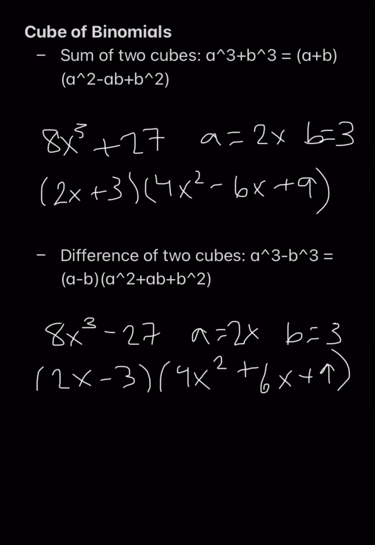Cube of binomials. Sum of two cubes has a formula, so let's look at our expression. 8x cubed plus 27. We need to cube root both sides to find our a and b values, which are 2x and 3. Now you just plug that into the formula and you get a binomial and a trinomial, and the resulting trinomial does not factor.